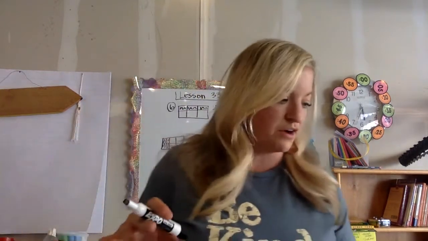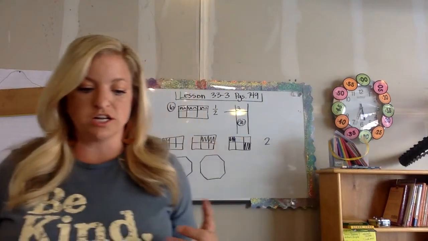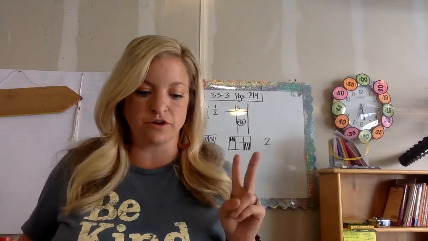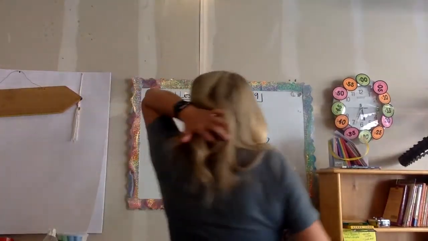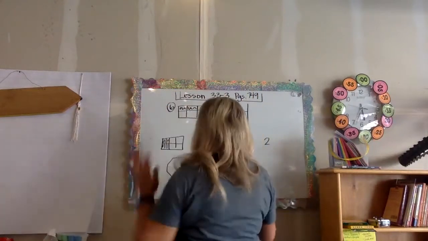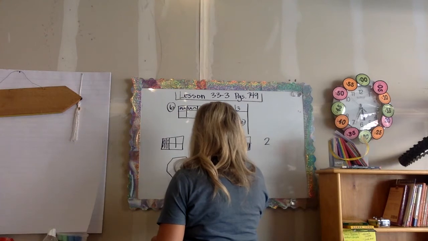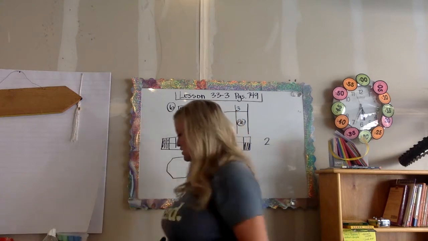Okay, octagon. Great. So now I have my 2 octagons, and it says I need to divide each octagon into 4 equal parts, then shade 1 or more parts to show 2 different unit fractions. So let me do that. So I'm going to divide it into 4 equal parts. All right, let's see. Okay.